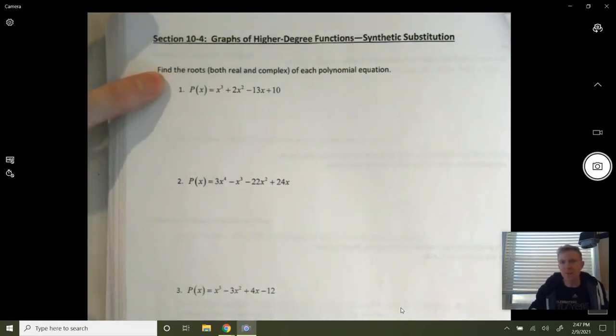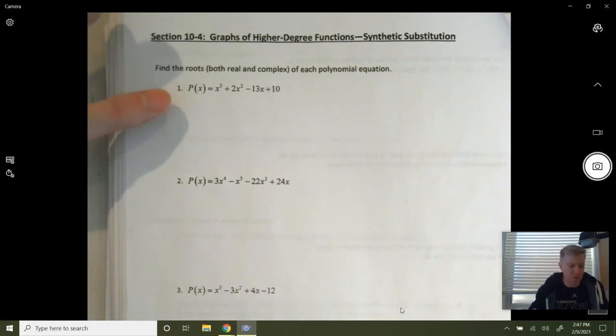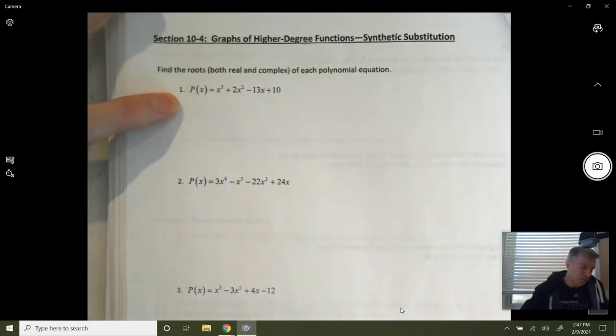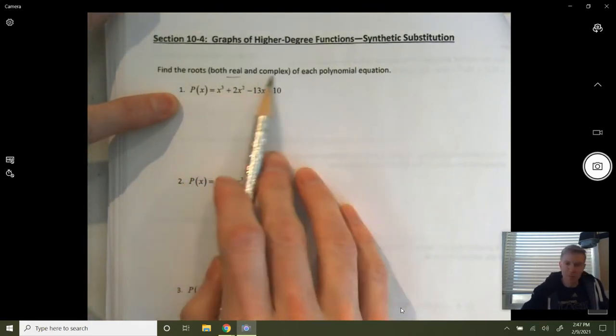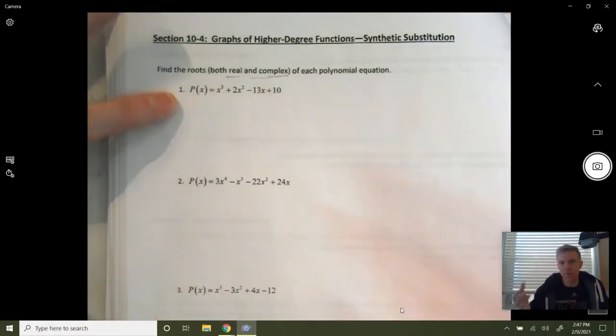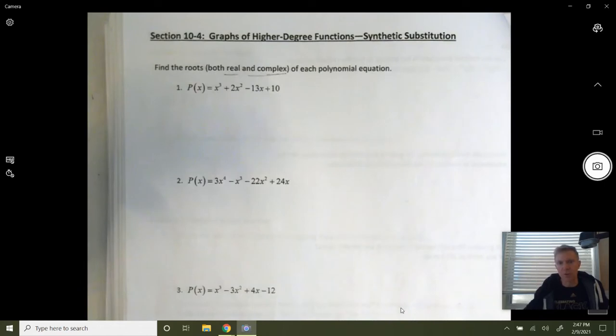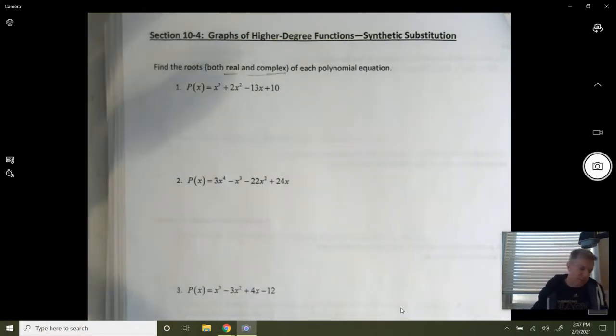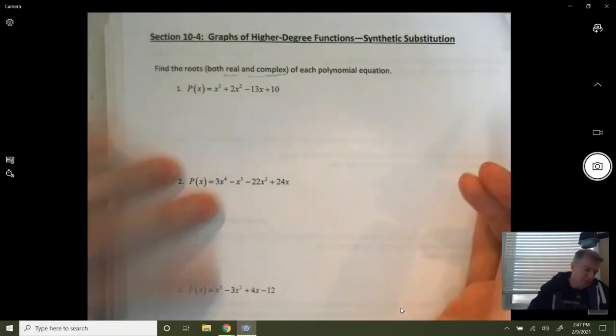Now, this is something we did way back in chapter 7. But now we can find the roots, whether they're real or complex. Before, we could not find the complex roots. Okay, so some of these will have all real roots, and that's kind of a review of what we've done in the past. And some of them, there will be complex or imaginary or irrational roots that we were not able to do with some of the methods that we used in chapter 7. Okay, but we start out the same way.